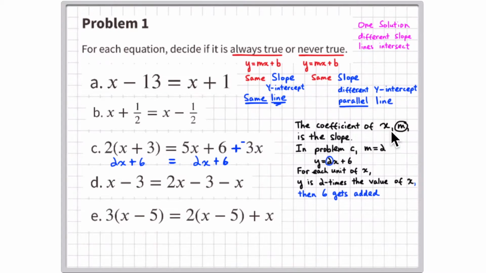So the coefficient of x is the slope. In problem C, the slope is 2, so y equals 2x plus 6. So the slope is 2. For each unit of x, y is 2 times the value of x. And then 6 gets added. So that's what's happening out here. We looked at these kinds of problems earlier on in the year, but it began with a value of 6, so you had to remember to add that value of 6 back. So anyway, the point is that you get the same expression on both sides, so it's the same line.